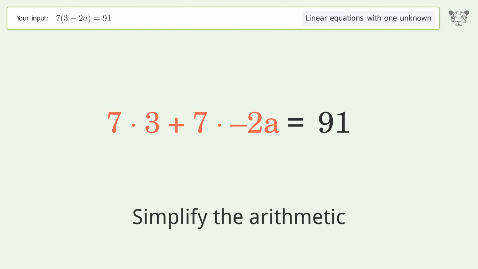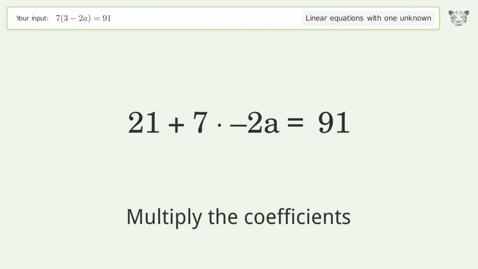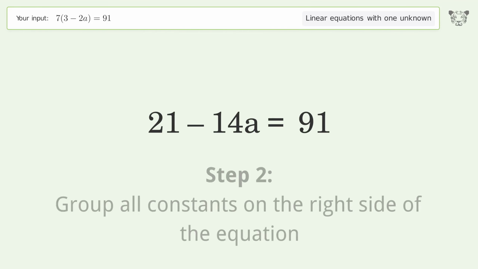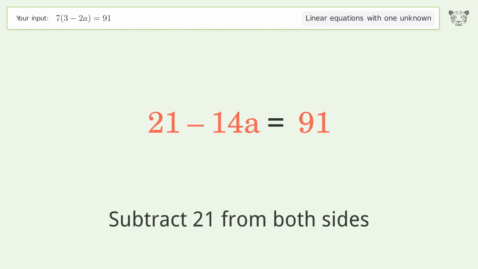Simplify the arithmetic. Multiply the coefficients. Group all constants on the right side of the equation. Subtract 21 from both sides.